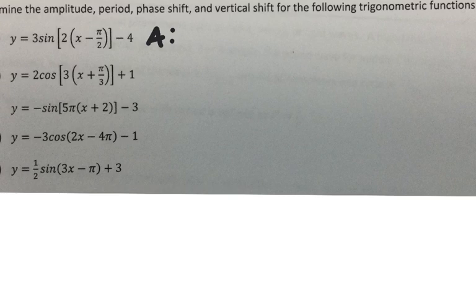Which is which? 3 is the amplitude. 3 is an amplitude change because it's being multiplied. It's a stretch or compression. -4 would be my vertical shift. That's shifting up or down. It's being added or subtracted. So in this problem, my amplitude would be 3. And since we've already talked about it, the vertical shift would be -4.